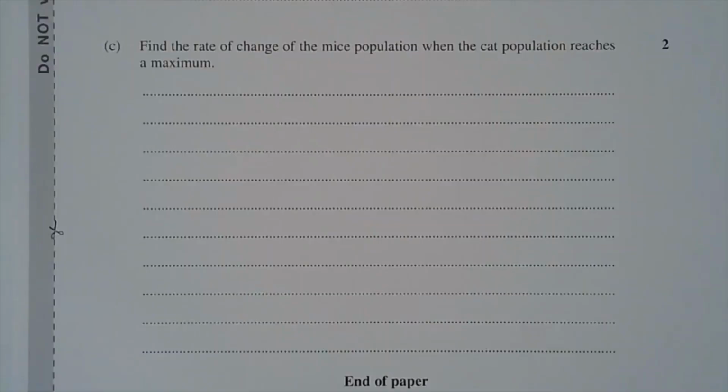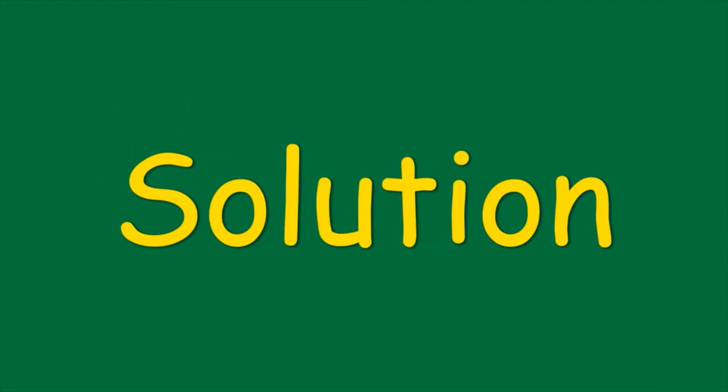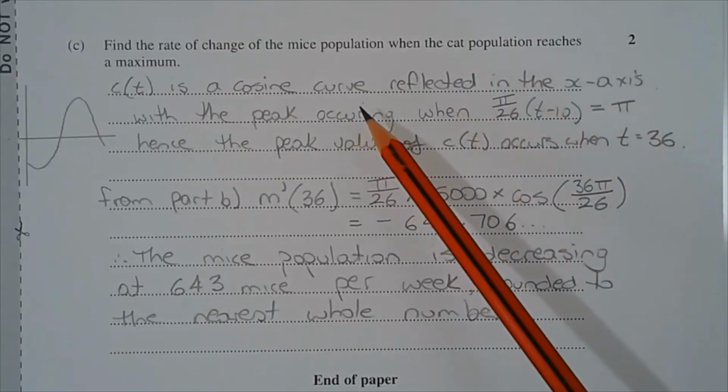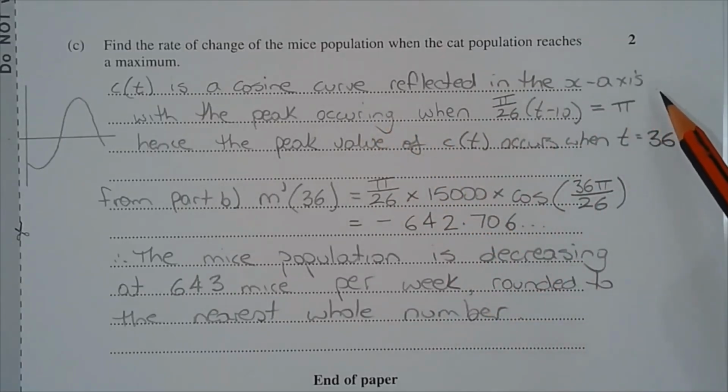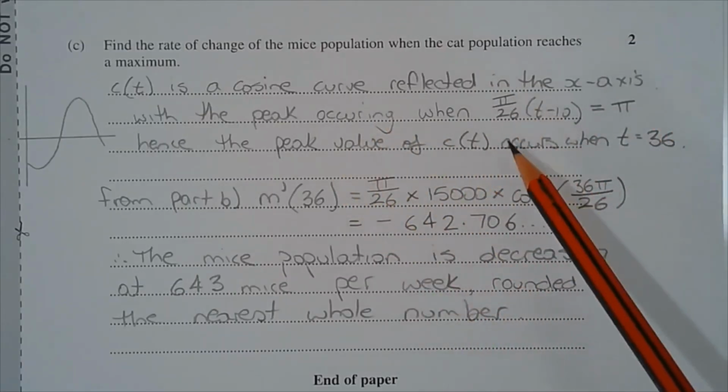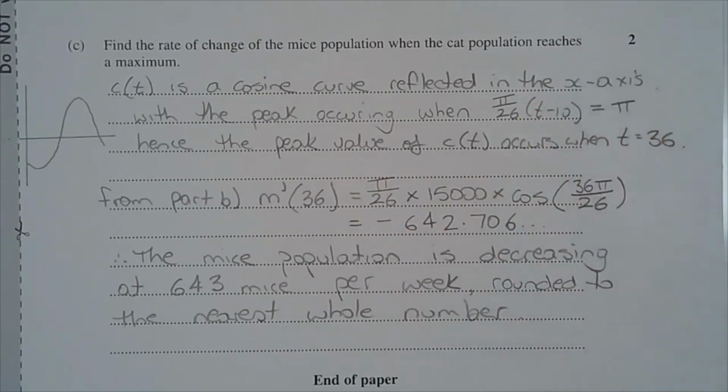Part C. Find the rate of change of the mice population when the cat population reaches a maximum. C of t is a cosine curve that's been reflected in the x-axis, with the peak occurring when the angle pi over 26 (t minus 10) is equal to pi radians. If you compare that with the standard cosine curve y equals cos of x, the minimum value occurs when x equals pi radians. So reflecting that cosine curve in the x-axis, what was the minimum becomes the maximum.